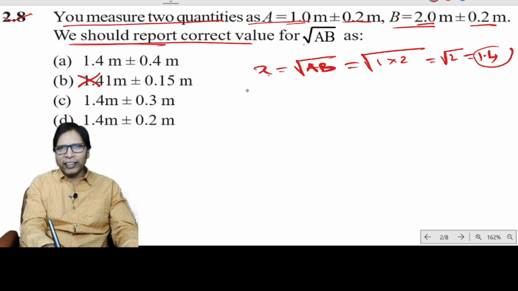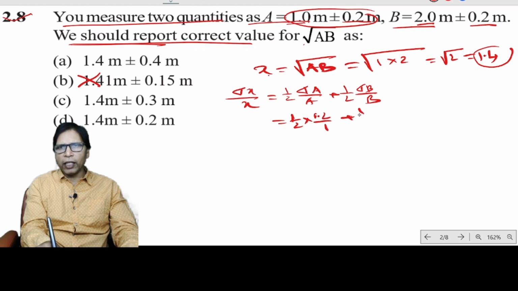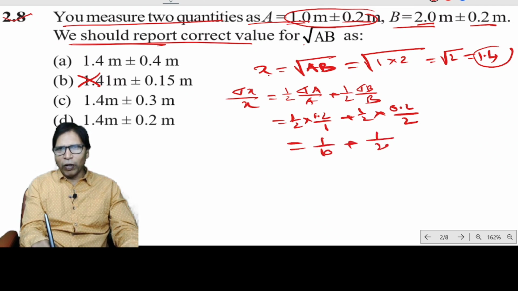Okay. Now here delta x by x equals, root means power half, so half into delta A by A plus half into delta B by B. So this is half into 0.2 by 1 plus half into 0.2 by 2. So this is 1 by 10 plus 1 by 20. Now 20 is the LCM. So 2 plus 1, this is 3 by 20.